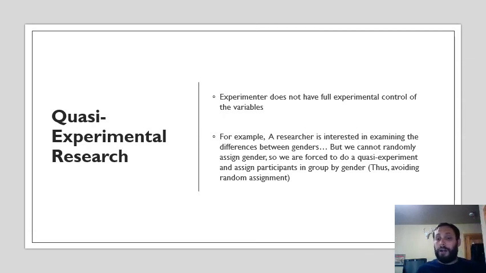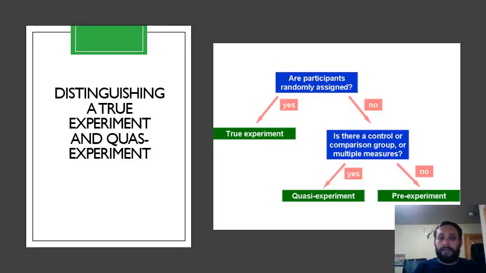You can also do it by race and ethnicity. You can also do it by age groups. It's when we have some sort of grouping variable or categorical variable that's a nominal variable that we're able to group people by in our quote-unquote experimental design, otherwise known as a quasi-experimental design. So really what we need to look at is what is the differences between a true experiment and a quasi-experiment.